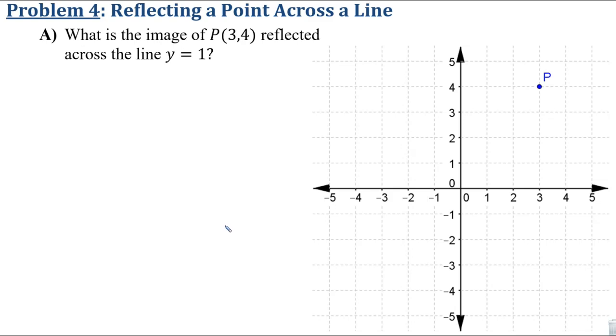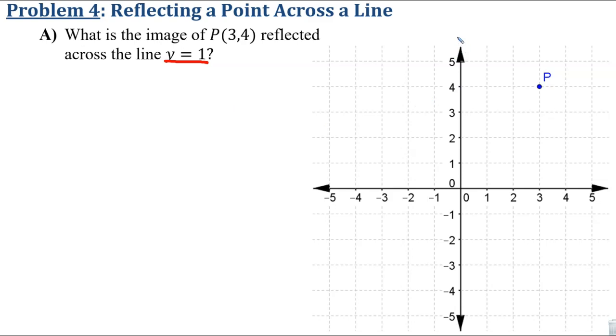Next thing we're going to look at are making some reflections happen across just some more difficult lines. So let's take a look. Problem 4, part A says, what's the image of P at (3, 4) reflected across the line y equals 1? Okay, so y equals 1 is our line of reflection.